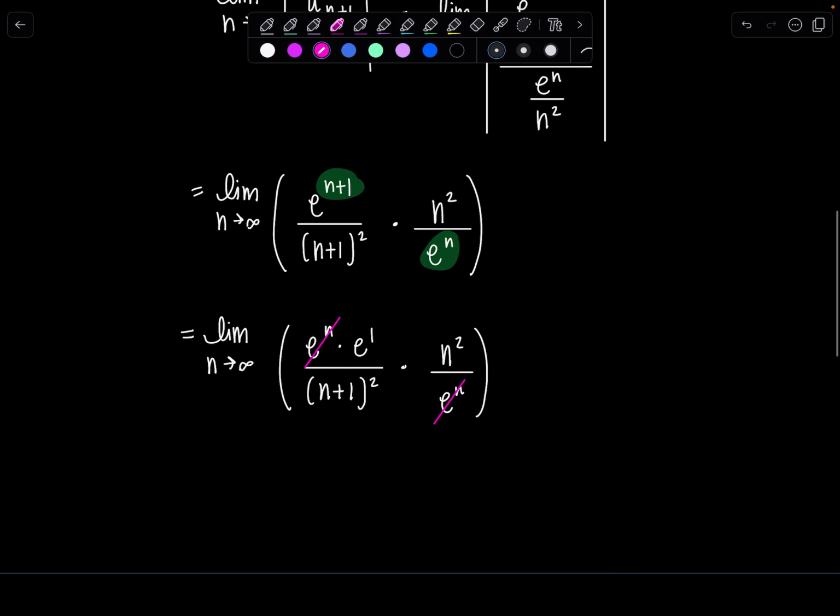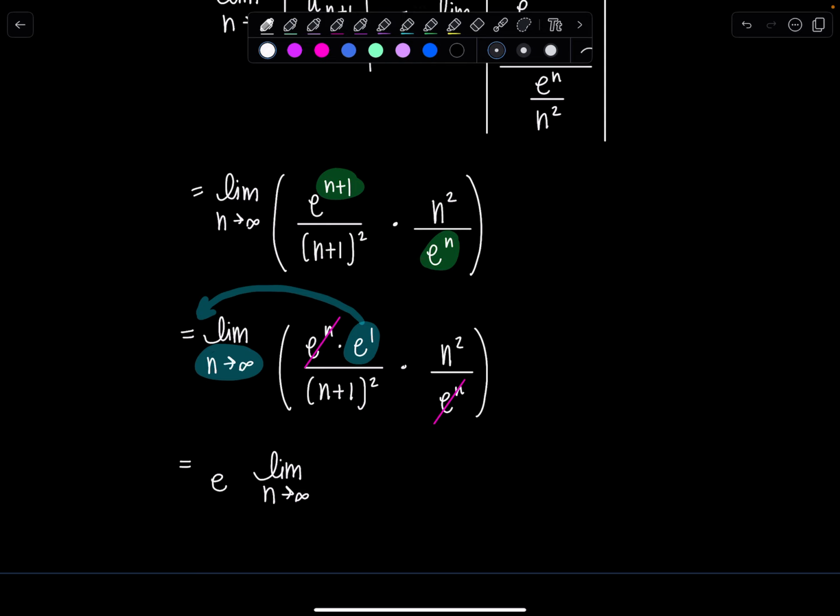If you want, it's entirely up to you, you can take this e all the way outside of the limit. It's just a constant, and we're taking the limit as n approaches infinity, just so that we can focus on what's going on with the rest of the terms. So we have e times the limit as n approaches infinity of n squared over n plus 1 quantity squared.